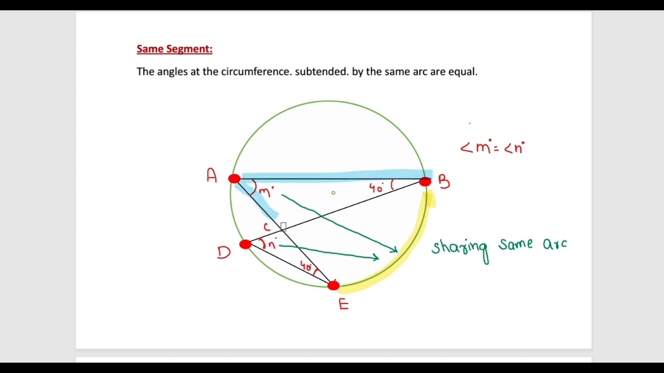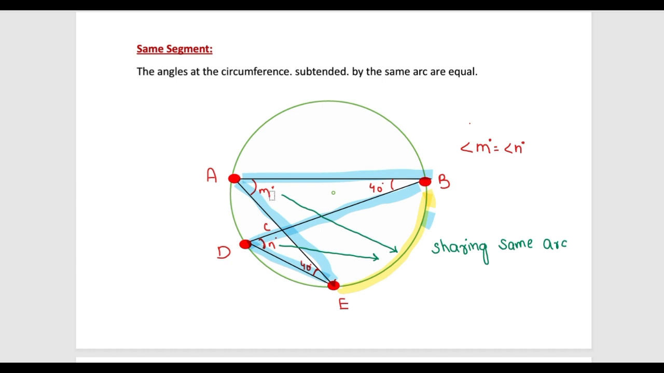For example, if we have this angle, this is subtended by this yellow arc, you can see, and then we have another angle which is also subtended by this yellow arc. So these angles are same segment angles and they are always equal.